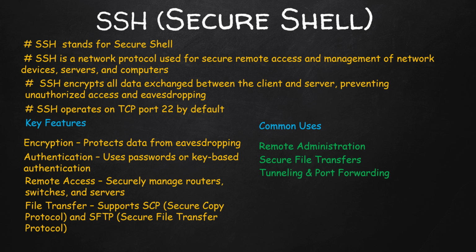Third one is tunneling and port forwarding. SSH can be used for tunneling. That means you can create a secure tunnel between the source and the destination device and also do port forwarding. Another use of SSH is secure Git operations. SSH is also used as a VPN alternative, called SSH-based VPN. We can create a virtual private network between two devices by using SSH. Another common use is troubleshooting and debugging. By using SSH, we can troubleshoot and debug the network.